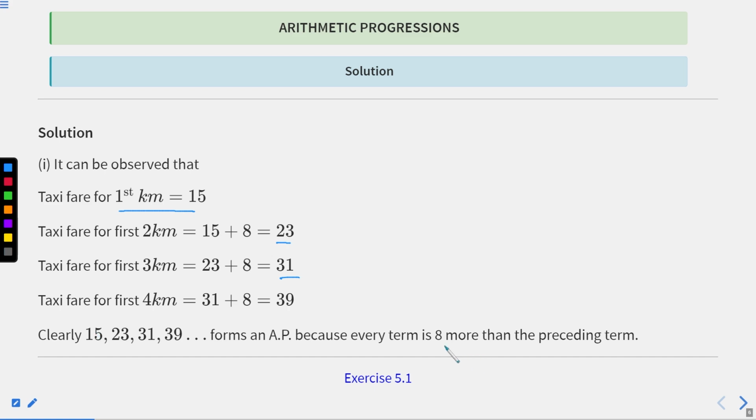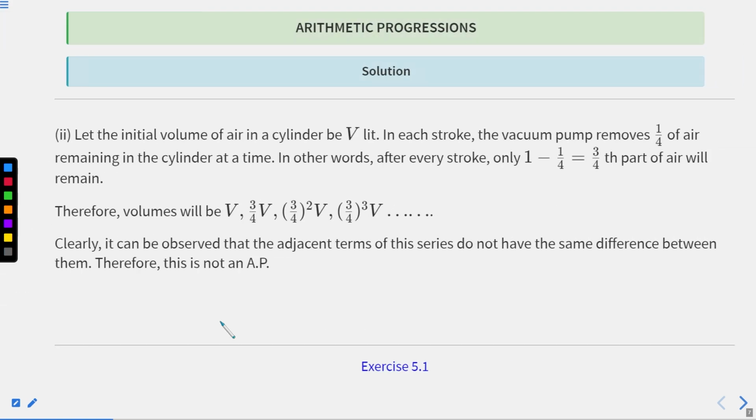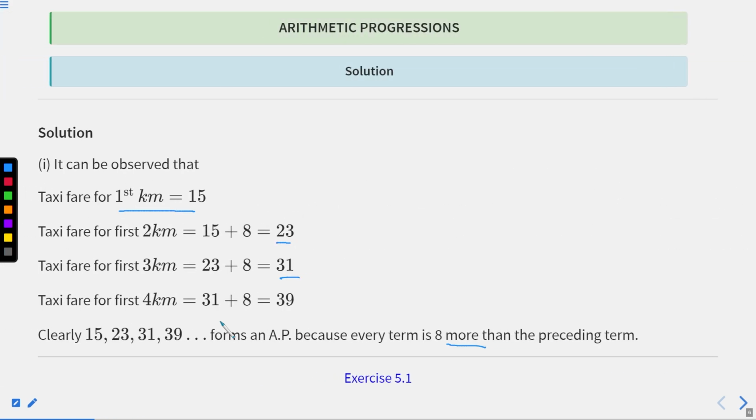So clearly 15, 23, 31 and 39, this list of numbers forms an arithmetic progression, because every term is 8 more than the preceding term. That means the successive terms of this list of numbers are obtained by adding 8 to the preceding term. So this list of numbers makes an arithmetic progression.